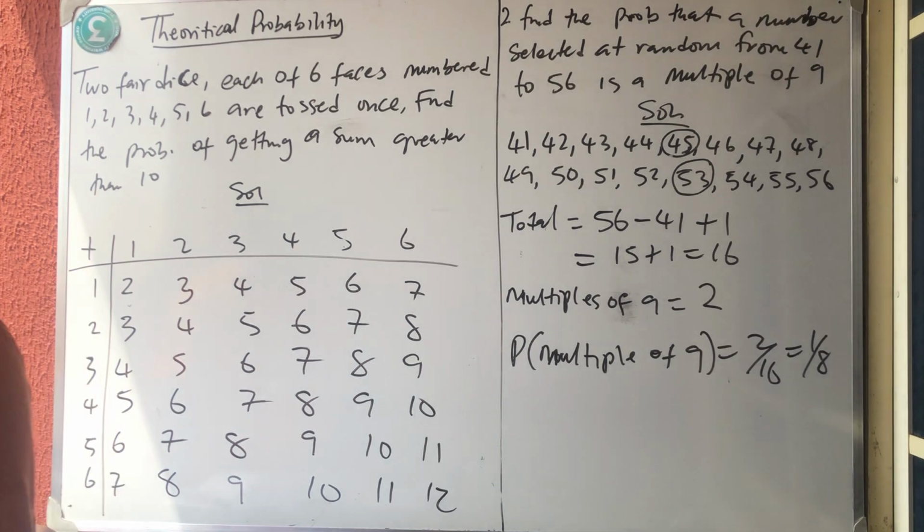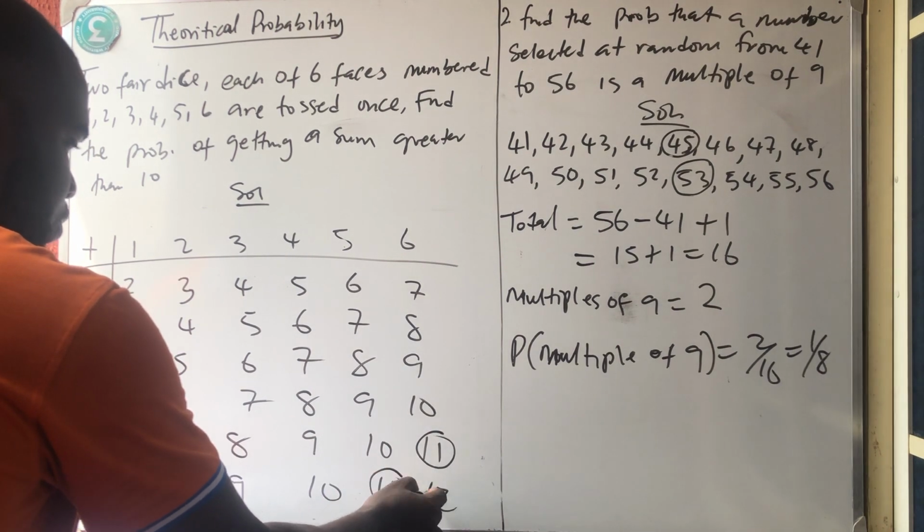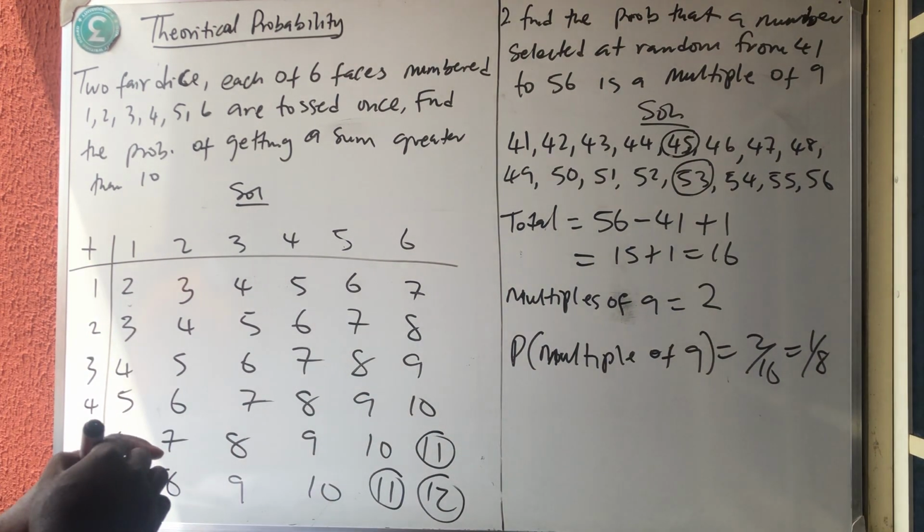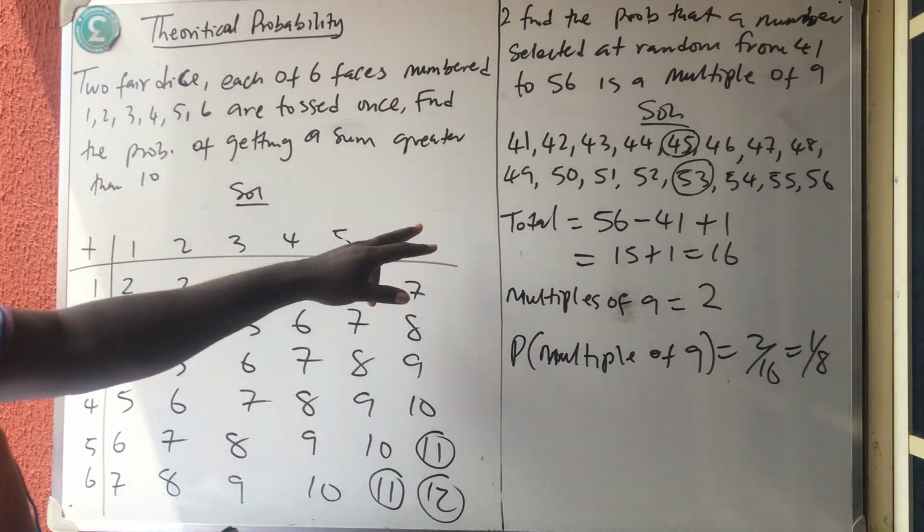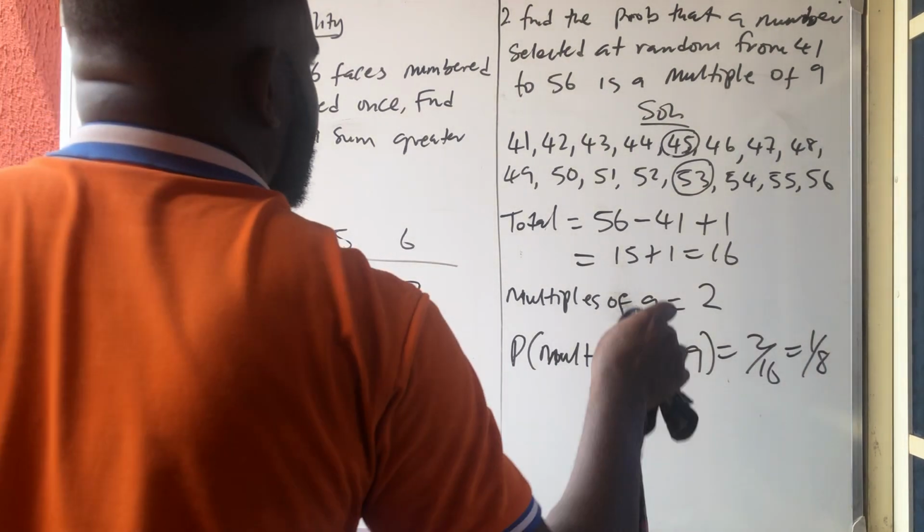Okay, so these are their sums, and they say the ones that are greater than 10. Greater than 10 that I'm having here are 1, 2, and 3. Only 3. And how many are they in total? They are 6 times 6, 36. They are 36 in number.